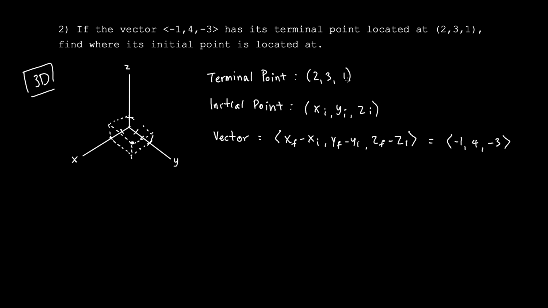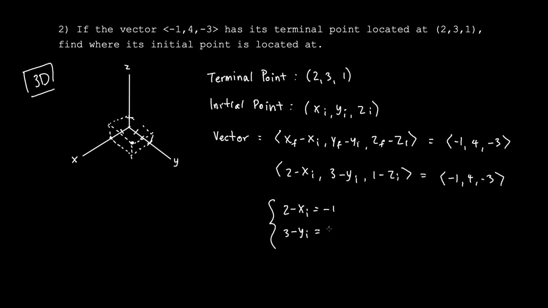So since we already know the terminal point, we can plug that in for the final values. If we plug that in, we find that it's 2 minus x initial, 3 minus y initial, and 1 minus z initial. And this is still equal to -1, 4, and -3. Now we can break this into 3 parts, like a system of equations. So we know that 2 minus x initial is equal to -1, 3 minus y initial is equal to 4, and 1 minus z initial is equal to -3.